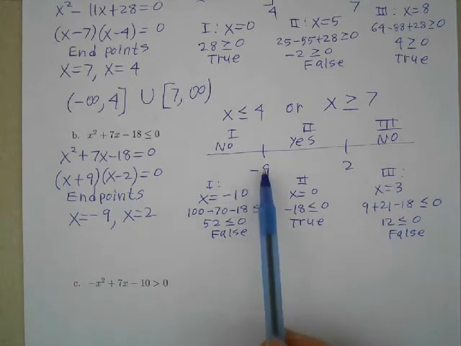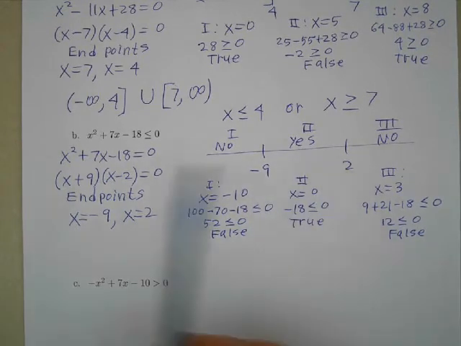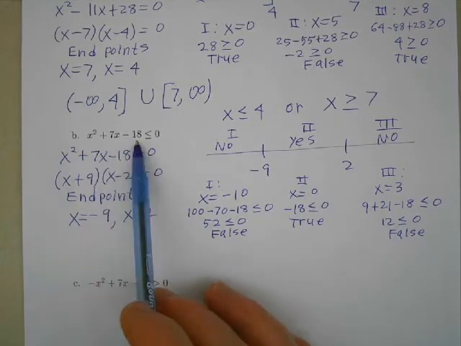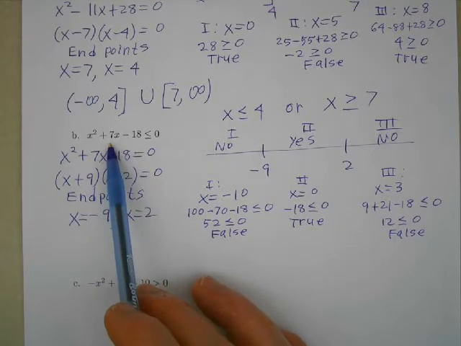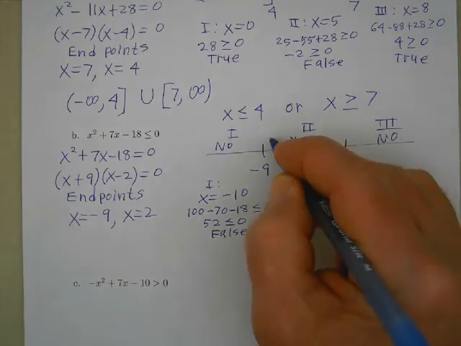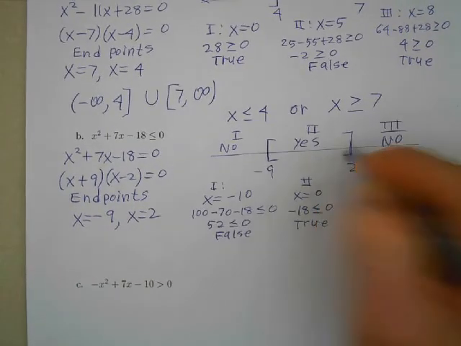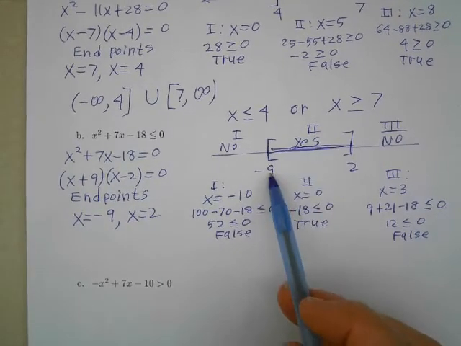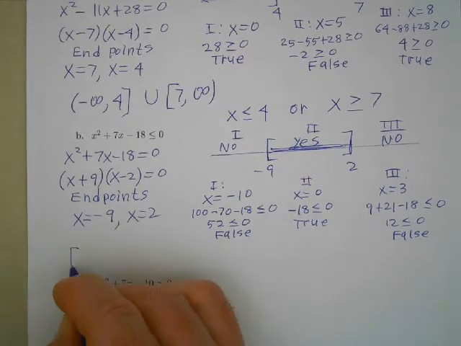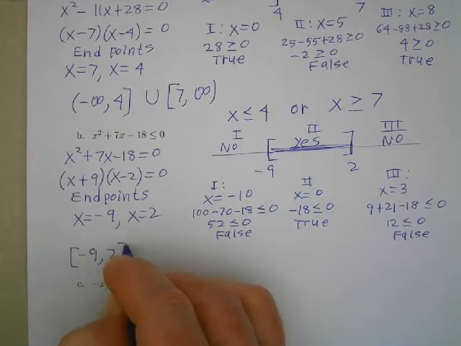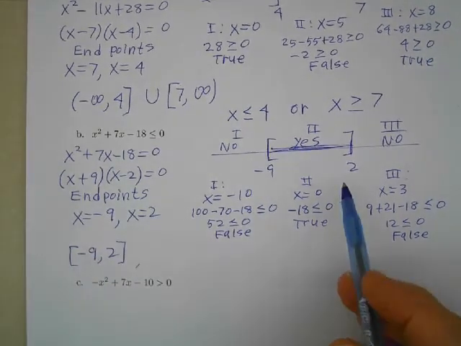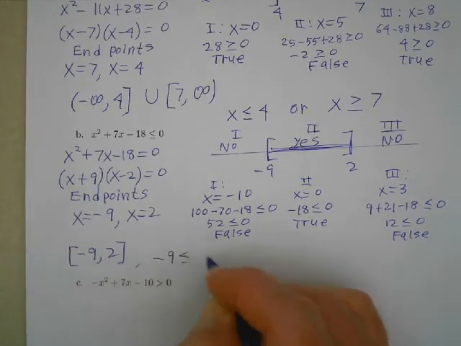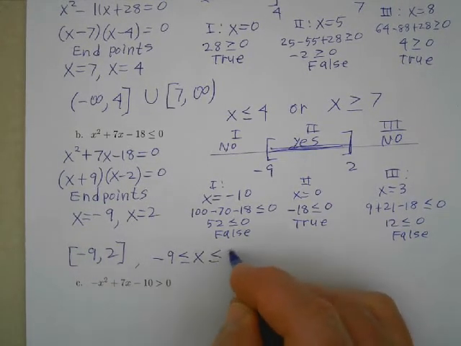Once again, we do include the endpoints because those are the numbers that make the left-hand side 0, and 0 less than or equal to 0 is true. So graphically, we put brackets at the endpoints, and the interval notation for this set of numbers is bracket negative 9 comma 2 bracket, and the algebraic notation, negative 9 is less than or equal to x, which is less than or equal to 2.